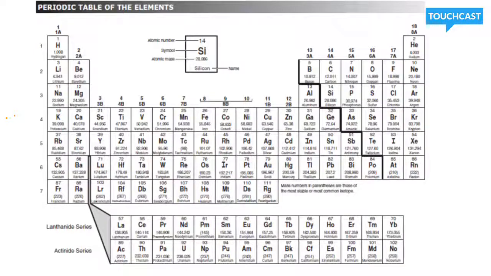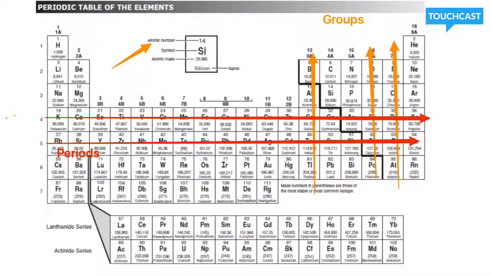So let's start off with what you should have done during class. You should have your atomic number labeled, and you should have also identified groups as going up and down, and periods going horizontal or sideways.